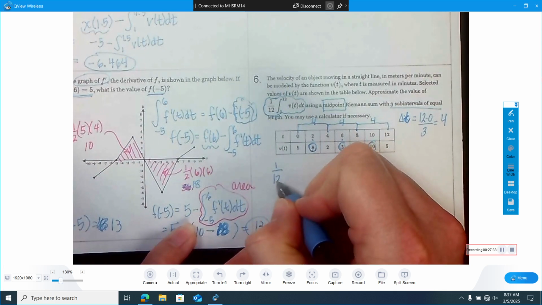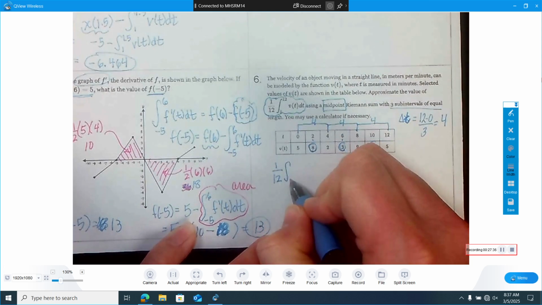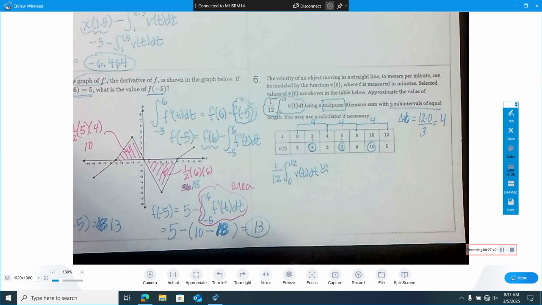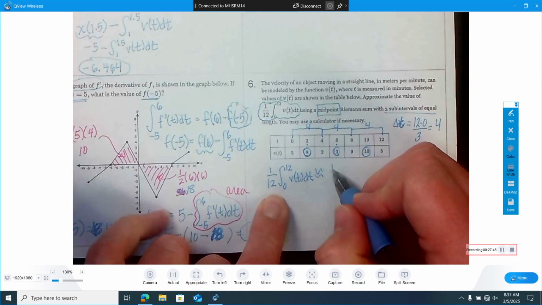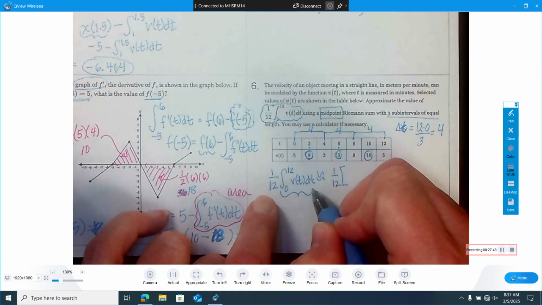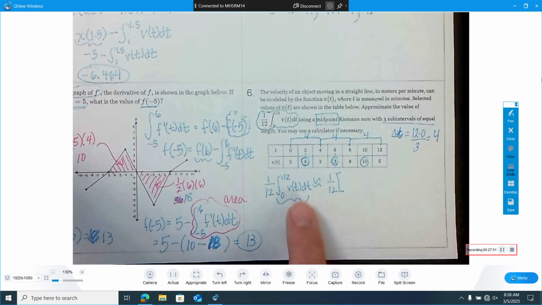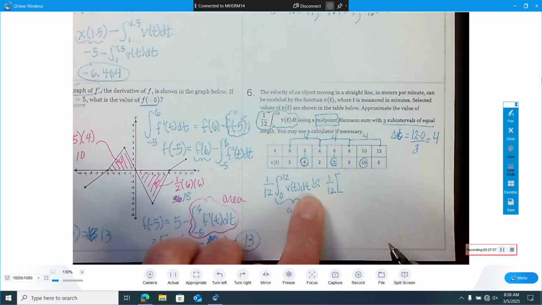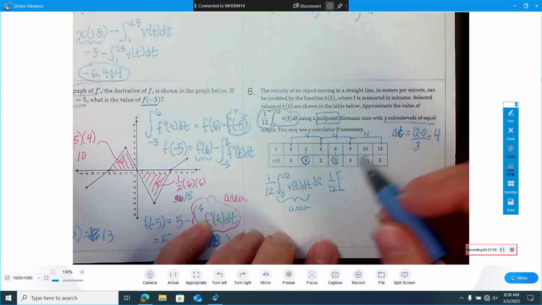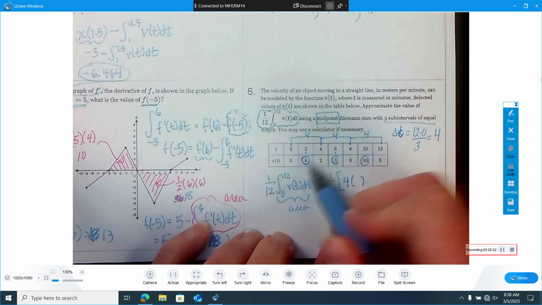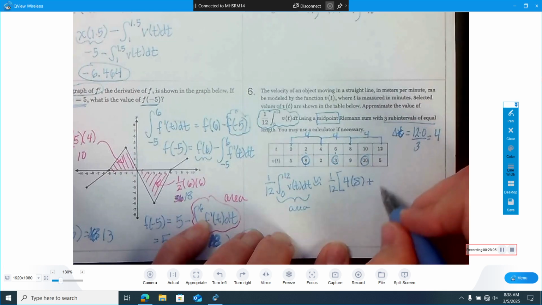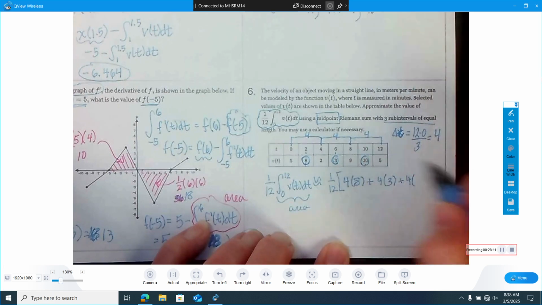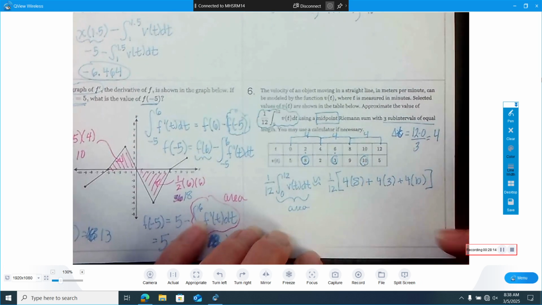So to get 1/12 times the integral from 0 to 12 of v of t dt, we are going to approximate it using our Riemann sum. So I'm going to keep that 1/12 out in front. And again, this is just area. We need a height value, that's the v of t, and we need a width value, that's the change in t here. So I have a width of 4 and a height of 8, plus another width of 4 and a height of 3, plus the other width of 4 and the height of 10 for that midpoint Riemann sum.